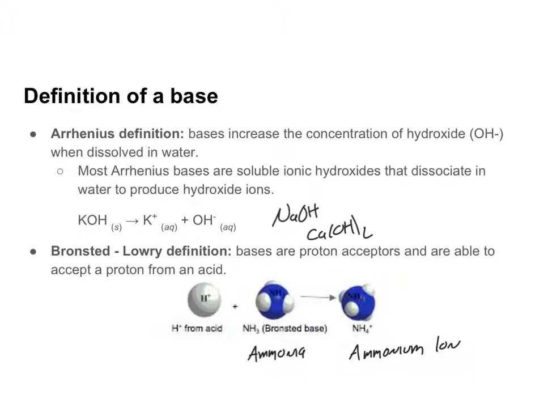So in this case, we produce the ammonium ion by adding a hydrogen to ammonia itself. Any questions about those two types of definitions, Arrhenius acids and bases and Bronsted-Lowry acids and bases?